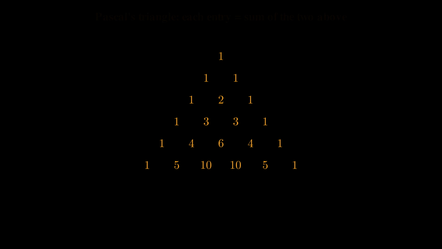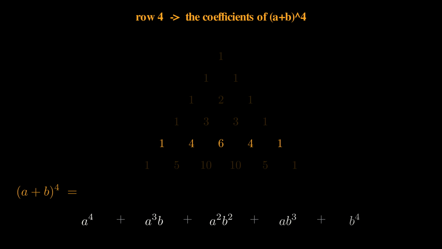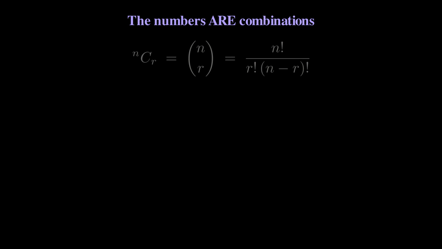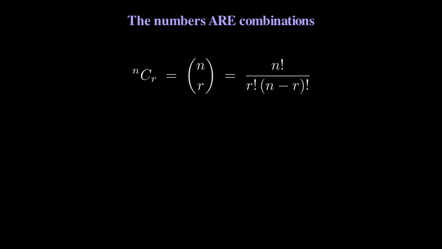Now the magic. Each row of this triangle is a set of coefficients for a binomial expansion. Row 4, 1, 4, 6, 4, 1 gives the coefficients of (a + b) to the power 4. Watch these 5 numbers fly down and slot straight in front of the powers of a and b. Those triangle entries have a proper name, combinations. n choose r, written nCr, or as a number stacked over another in brackets, counts the number of ways to choose r objects from n when the order doesn't matter.